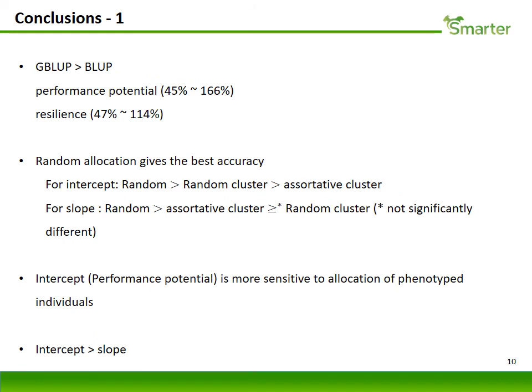So in conclusion, we see that genomic data increases prediction accuracies for individuals' resilience and performance potential, sometimes more than 2 times. Prediction accuracies depend on how genetically related animals are distributed across herds. We always obtain best accuracy when individuals are allocated at random for both intercept and slope, although the slope is less sensitive to the way individuals are distributed. And in general, the performance potential or the intercept was better estimated than slope.